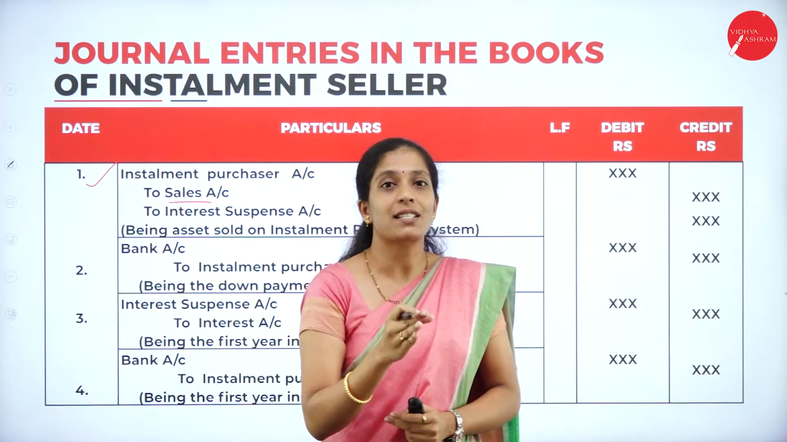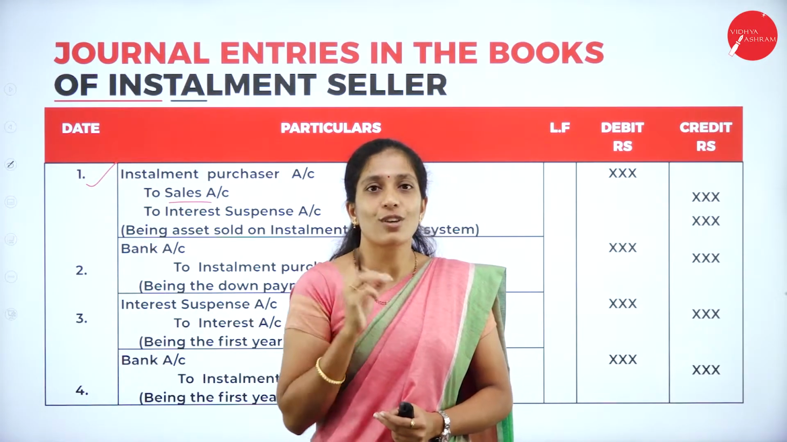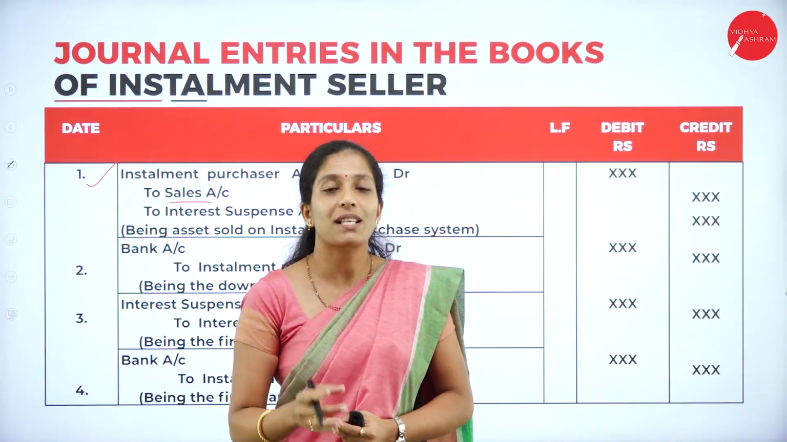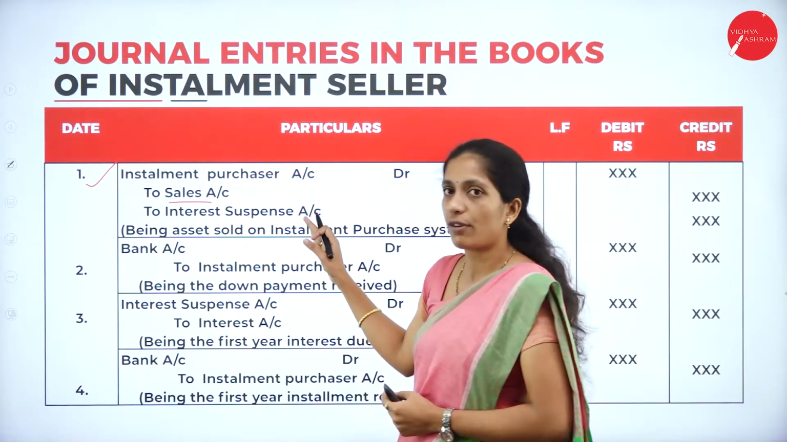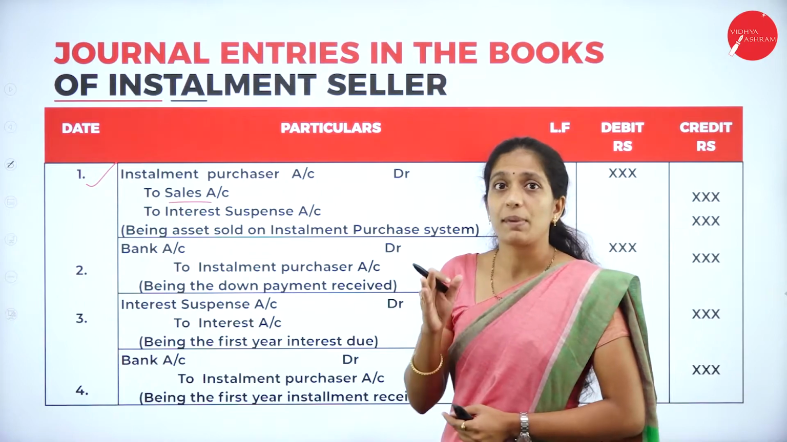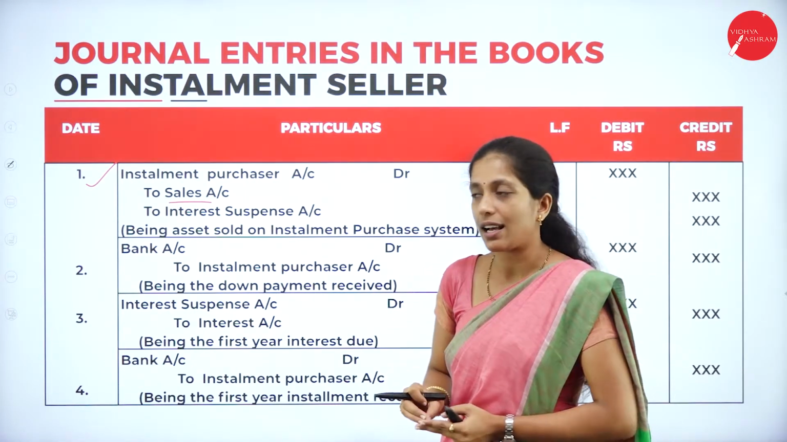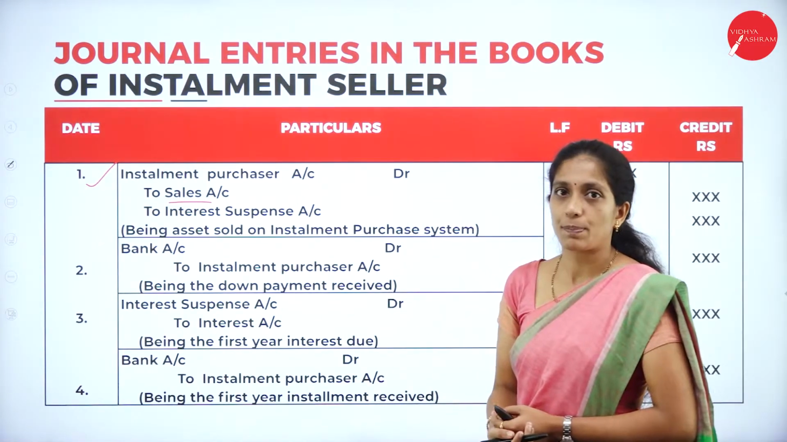Whereas in hire purchase system, till the last installment is paid, the ownership does not transfer. Whereas here, ownership transfers immediately. So it means the asset has been sold. So your first entry is for selling of asset. The entry will be installment purchaser account. Why are you debiting installment purchaser? Because installment purchaser is receiving that asset, debited to sales account and interest suspense account.